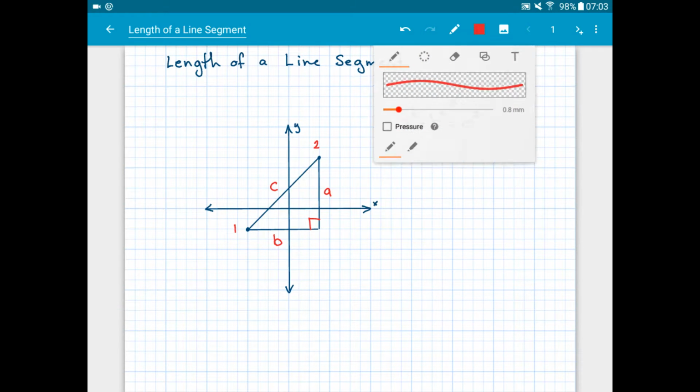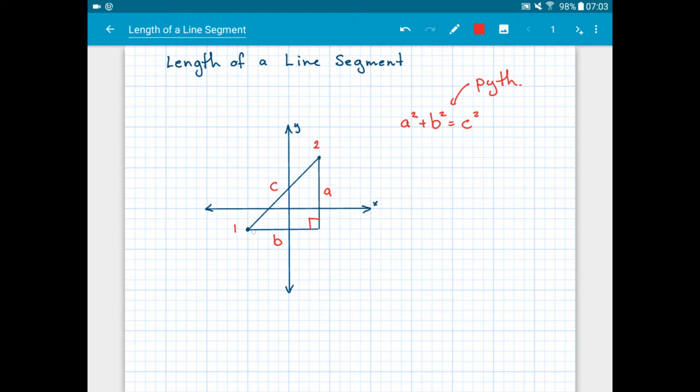Okay, so now how do we then use Pythagorean theorem without having to directly measure the side lengths and just going from the points? And so let's just write in what the points are. We'll call this x2, y2 because that's point 2. And over here we'll call this x1, y1 because that's point 1. And then we can just try to think about the length of A according to the y values and the length of B according to the x values.